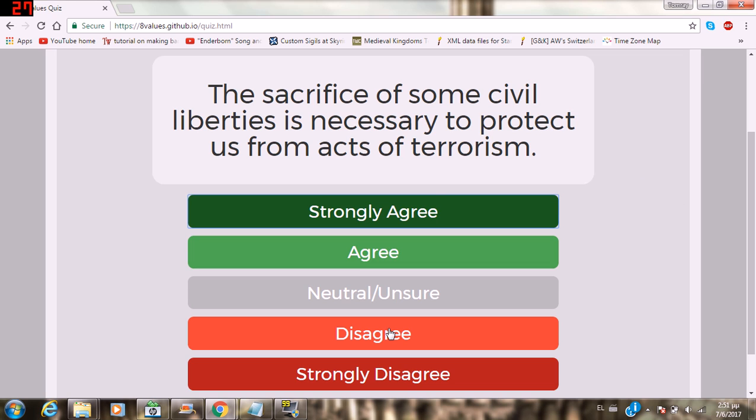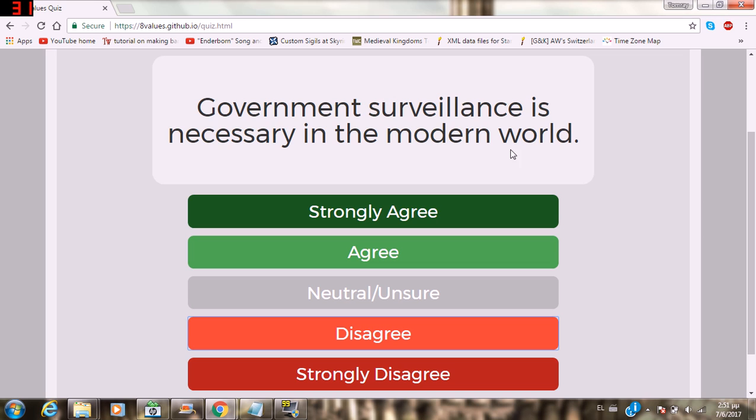So I have to disagree with this. I really do. Just on principle. And I know I went a bit sidetracked there about the whole point I was making about terrorism and dictators. But I'll disagree with this. Government surveillance is necessary in the modern world.